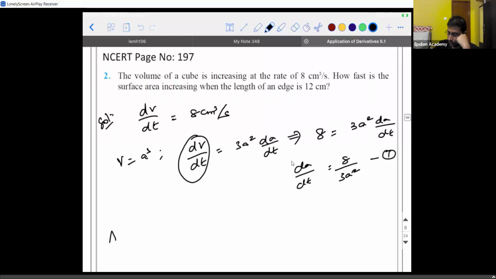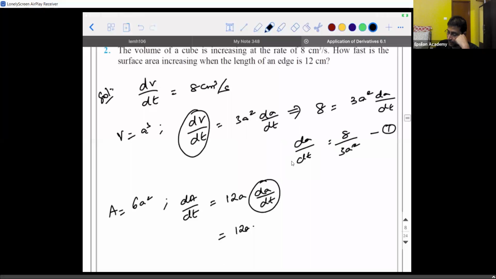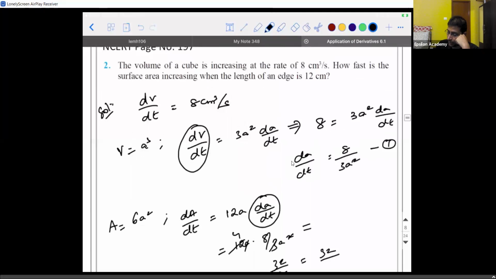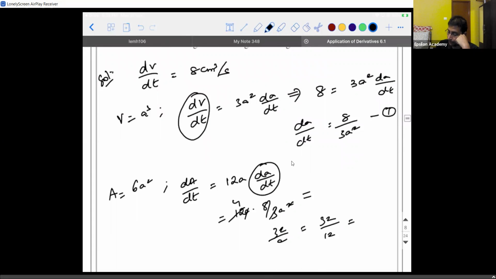So what are they asking? Oh, sorry. It's a cube, right? The surface area A is equal to 6a². dA/dt is how much? It is 12a into da/dt. So 12a into what is da/dt? It is 8 divided by 3a². The a and a will get cancelled, and 12 cancels with 3 four times. It is 32 divided by a. 32 divided by a, with a equal to 12, is 8 divided by 3 cm² per second.